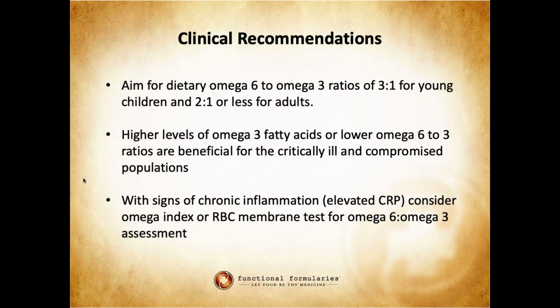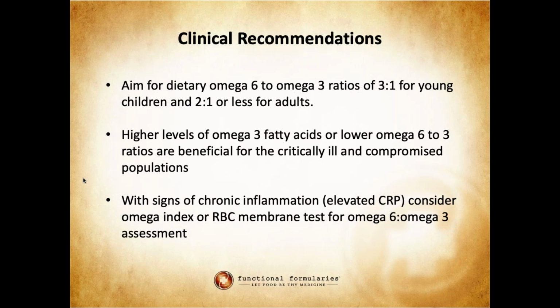Now, with more inflammation present, or a critically ill patient, one who has compromised health in one way or another, that's where a higher level of omega-3 fatty acids, which will produce a lower omega-6 to omega-3 ratio, is probably beneficial to that patient, because we know that lower omega-6 to omega-3 ratios are associated with less inflammation. And so that's why we're trying to turn those ratios around. But for a healthy population, 3-to-1, even 2-to-1 for kids, is a good healthy ratio. For adults, 2-to-1 to 1-to-1 are probably optimal.